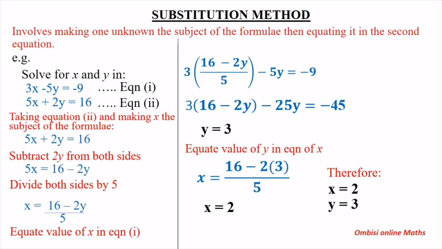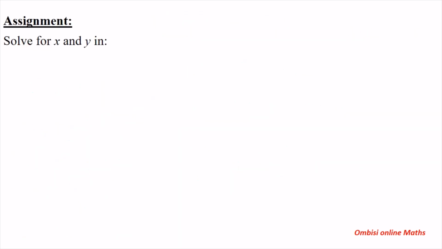Going ahead, you can try two sums to do with substitution. Solve the following systems. The first one is 4x minus 2y equals 10, then 2x plus 3y equals 1. Then the second system is x plus y equals 5, 3x minus 2y equals 0. So solve for the value of x and y in those systems of simultaneous equations.